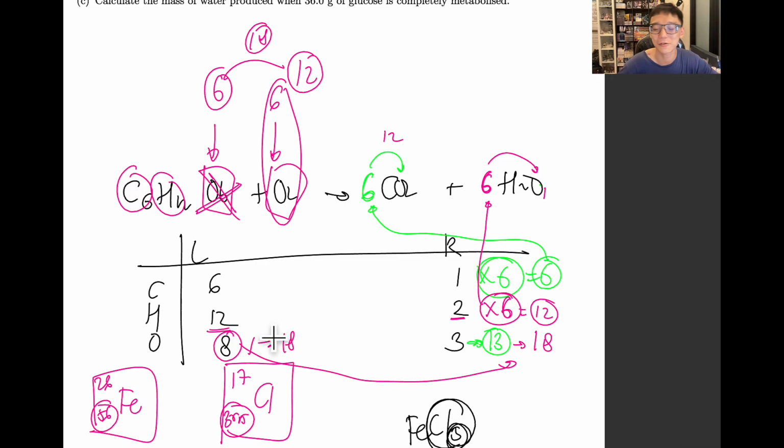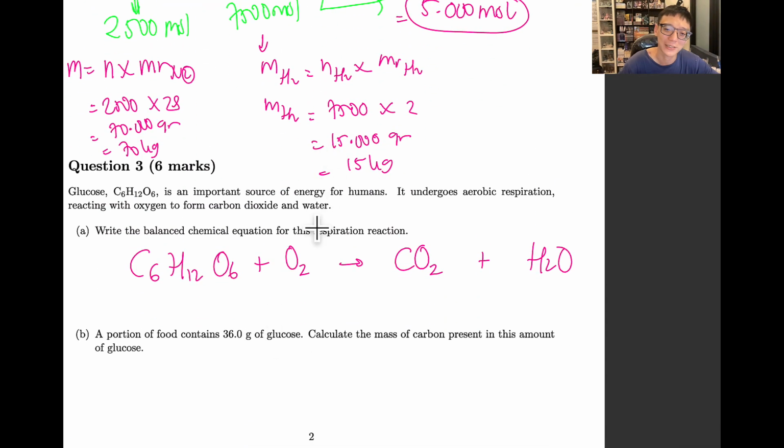So it's actually trial and error for the balancing part, guys. So you have to get the sense of this. But this is 6, this is 6, and this is also 6.